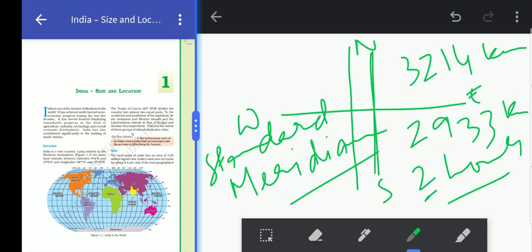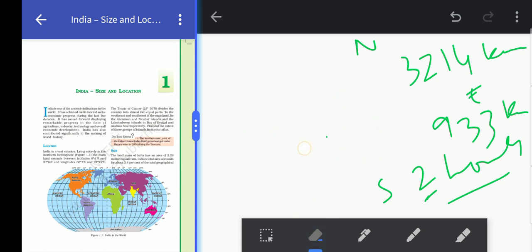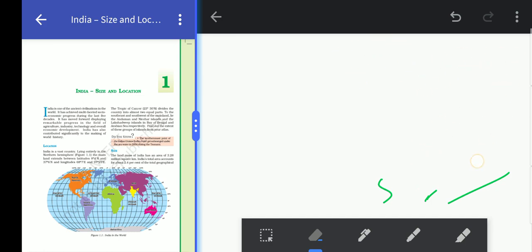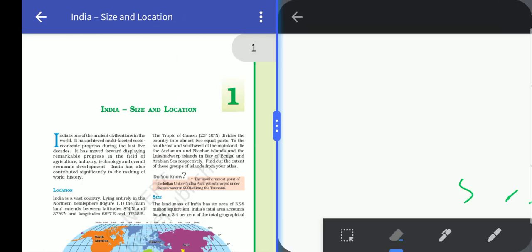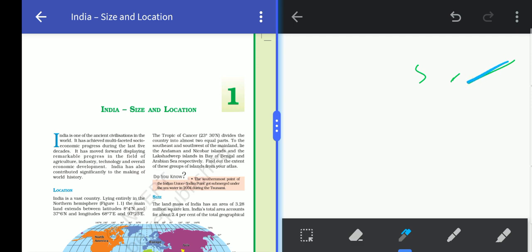So this is your first lesson, and we have learned its size and location. Now, why do we learn its size and location? It is because there are many advantages and many benefits that we can get just by learning its size and location. So next time we'll be discussing its advantages.